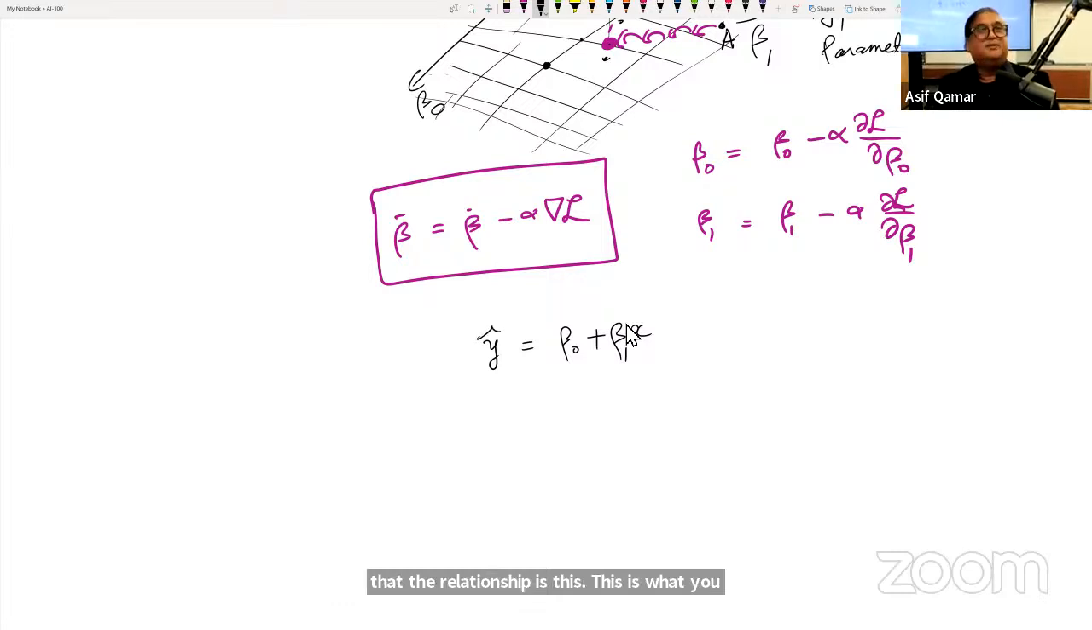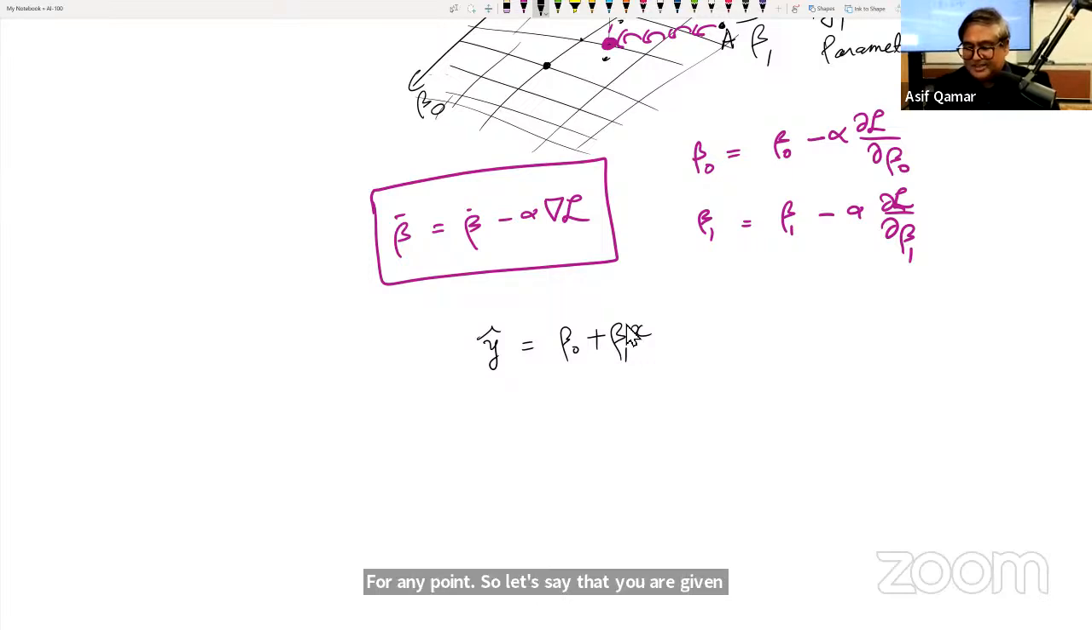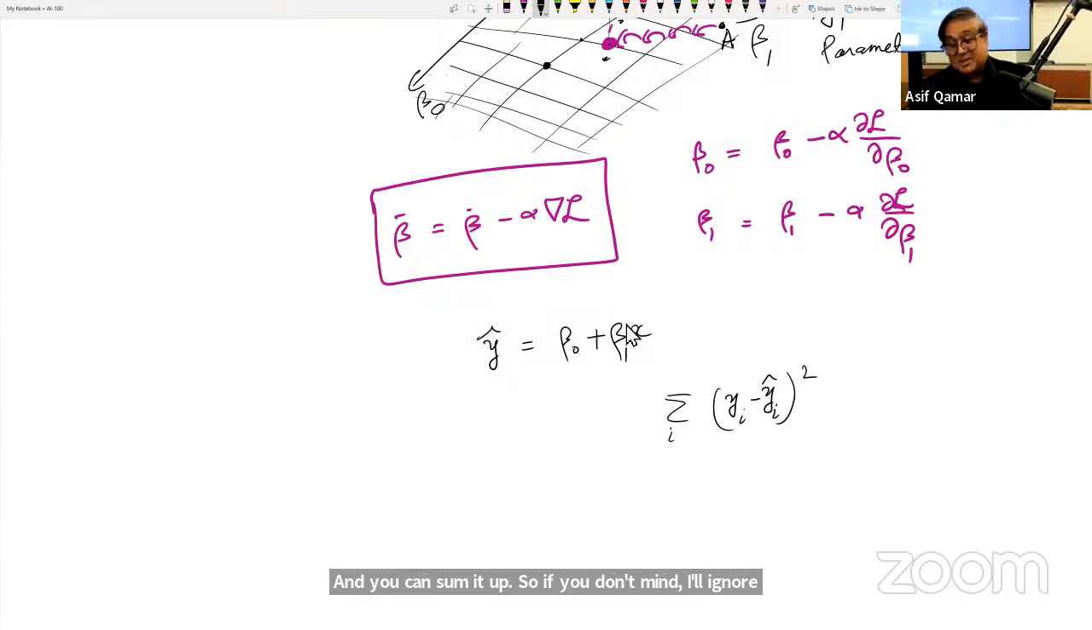Using this hypothesis, you can make a prediction, y hat, isn't it? For any point. So let's say that you're given a point, i. For the ith point, you will say y minus y hat squared for the ith point. This is your error. This is your loss for that one term, isn't it? And you can sum it up. So if you don't mind, I'll ignore the summation over i and averaging and so forth. Remember, what did I tell you? When you understand, what should you do? You erase out all the subscripts and superscripts.